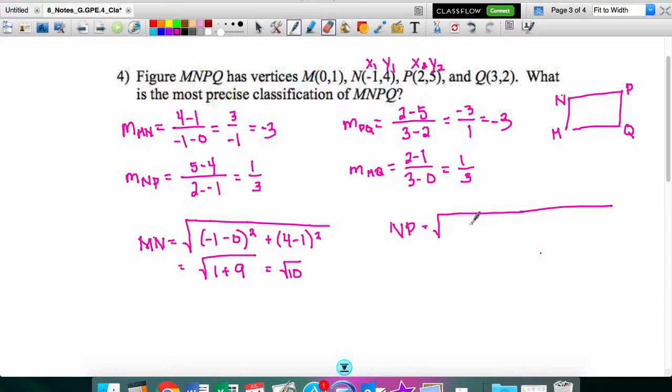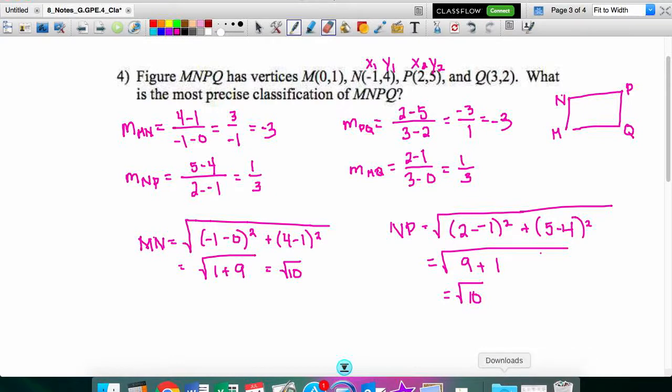Okay, so difference of x's, in this case, 2 minus -1 squared, plus difference of y's, looks like we have 5 minus 4 squared. And simplify. 2 minus -1 is positive 3. Square that, you get 9. 5 minus 4 is 1. Squared, 1. And simplifying, we get 10 underneath the radical, giving us square root of 10. So it looks like our adjacent sides do match.